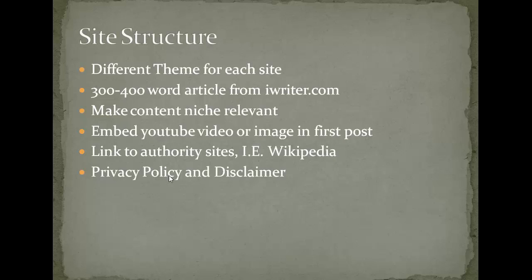It's really easy. Get a 300 to 400 word article from iWriter.com related to your website. It costs $2 or $3 to get written. It's really cheap. And try to make the content niche relevant, meaning that if your website is about barbecue grills, make the content related to something like best barbecue wings, and embed a YouTube video or image or both in the first post, and link to authority sites in your niche. I usually just go to Wikipedia, find a page related to barbecue, and link that.